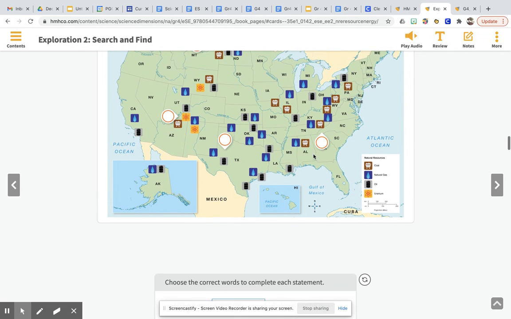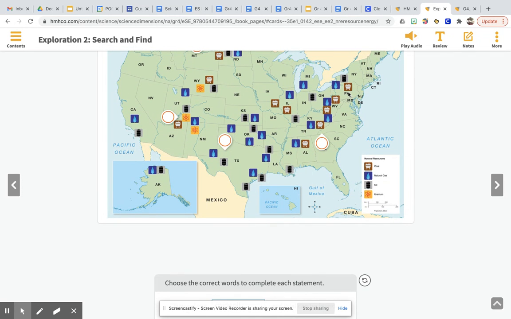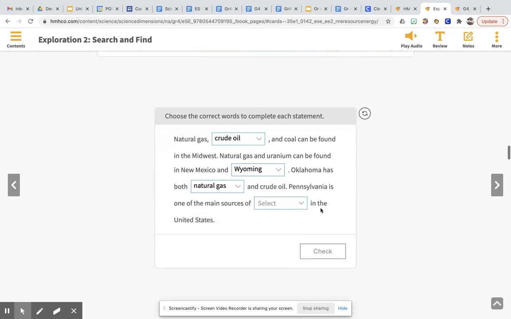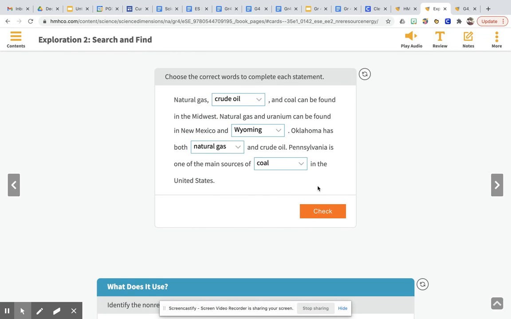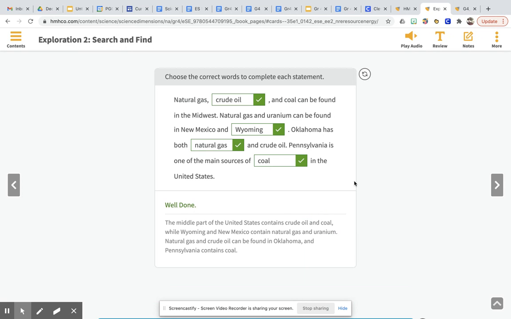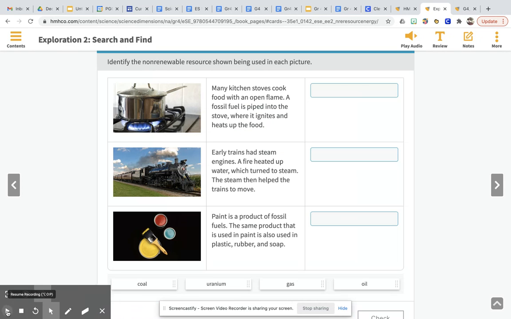And then Pennsylvania is one of the main sources of blank in the United States. Take a look at Pennsylvania. Pennsylvania is up here. What did they tell us? It is one of the main sources of, did you say coal? That's right, coal is the correct answer. All right, let's keep it moving.